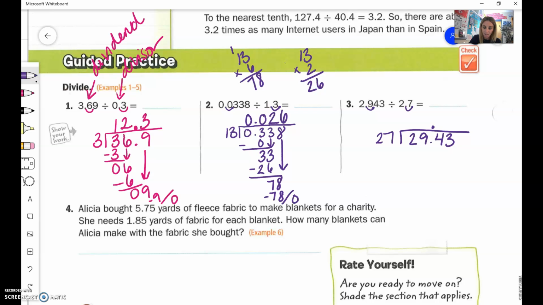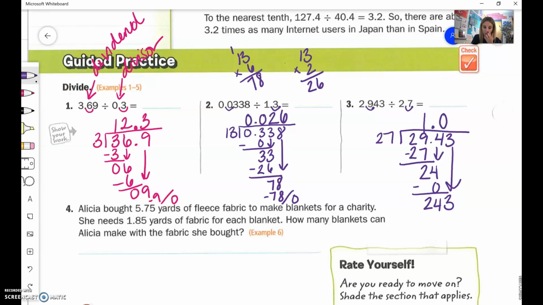29 divided by 27. I know that can go in one time. I subtract. I'm left with 2. I'm going to bring down my 4. If I have 24, can I make a group of 27? No. Therefore, I'm placing my 0 in my quotient. Okay, once you place your 0 in your quotient, still multiply it out. 0 times 27 is 0. Subtract. Bring down.